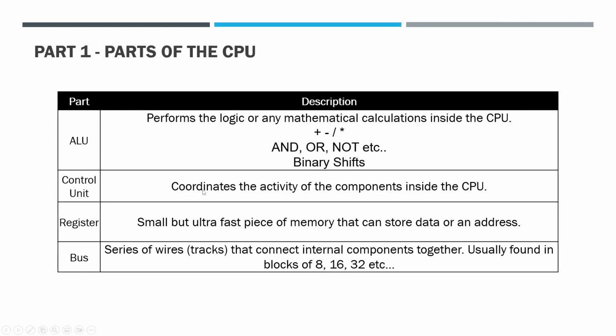So inside the CPU, obviously it's got to remember certain things, like it has to have a little bit of storage in there, and the storage inside the CPU is called a register. They are very small, but they're ultra fast pieces of memory, and they can store data or an address. It's important that you understand they can store data or an address. Data would be a number, 48, 28, whatever. An address would be a location in RAM.